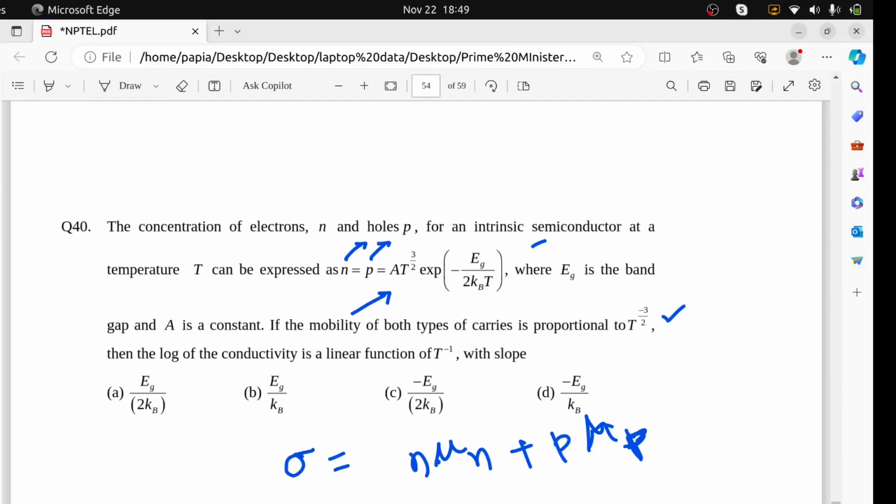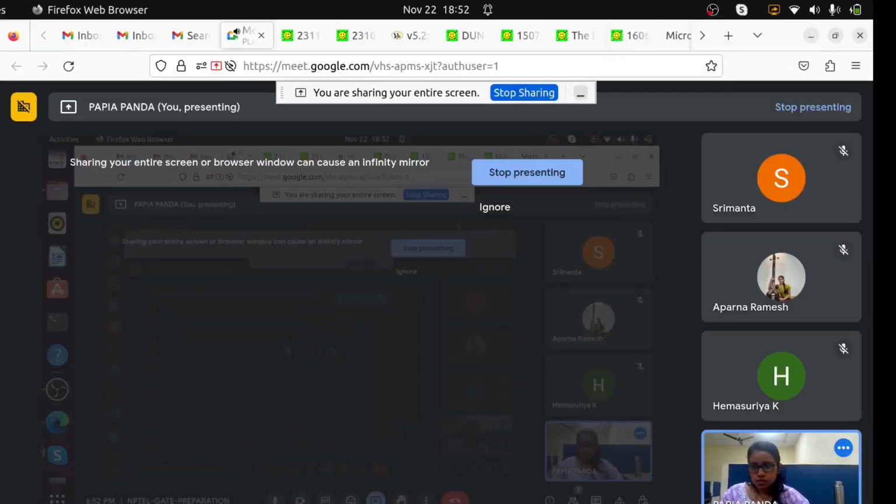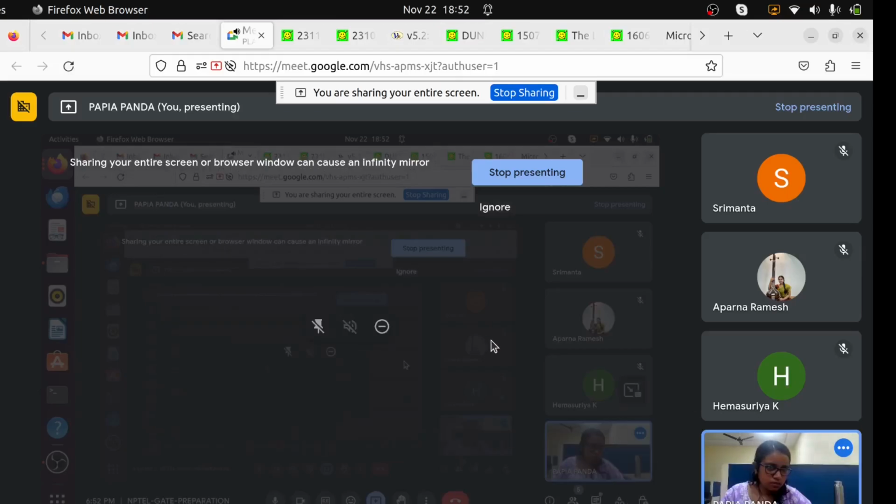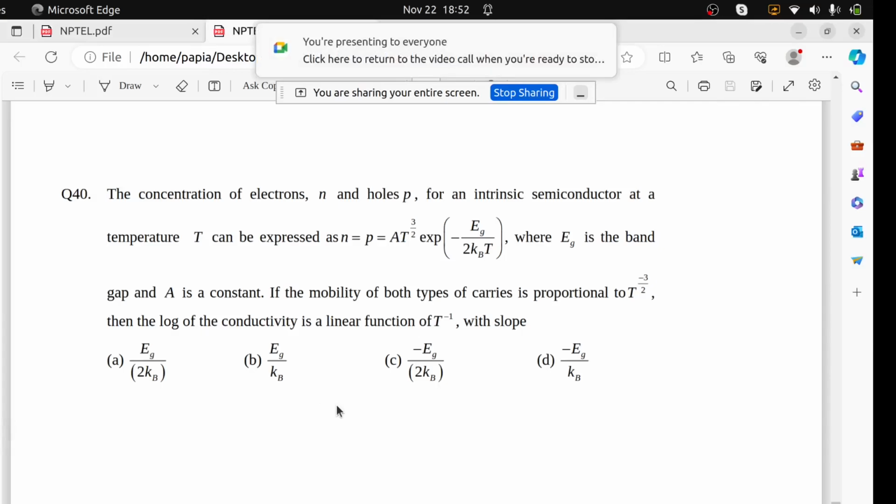Can you see my screen? It is not visible, I think. I hope the screen is visible right now. Yes. Okay, so what is there in that chat box? C. Okay. What is C? Okay, good, very good.